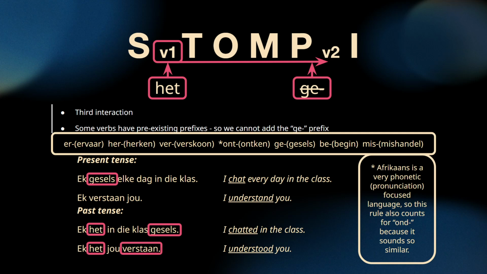Similarly, ek verstaan jou. I add het into my sentence as my past tense indicator, and verstaan, my verb 1, moves to the second verb position, but because it begins with ver, that prefix, it is not going to gain a ge prefix.